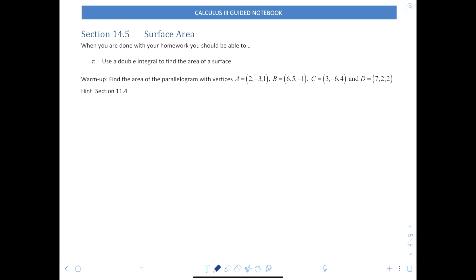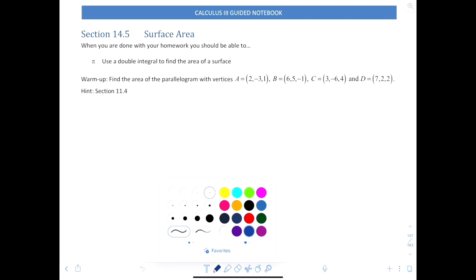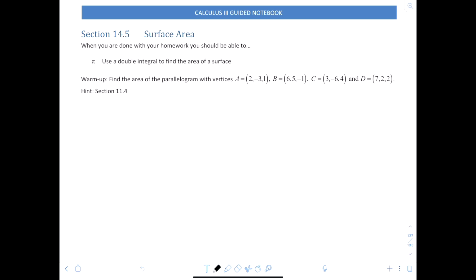A equals (2, -3, 1). B equals (6, 5, -1). C equals (3, -6, 4). And D equals (7, 2, 2). So this was way back when in chapter 11, section 11.4. So if we just take a look at the picture, you get something along these lines.